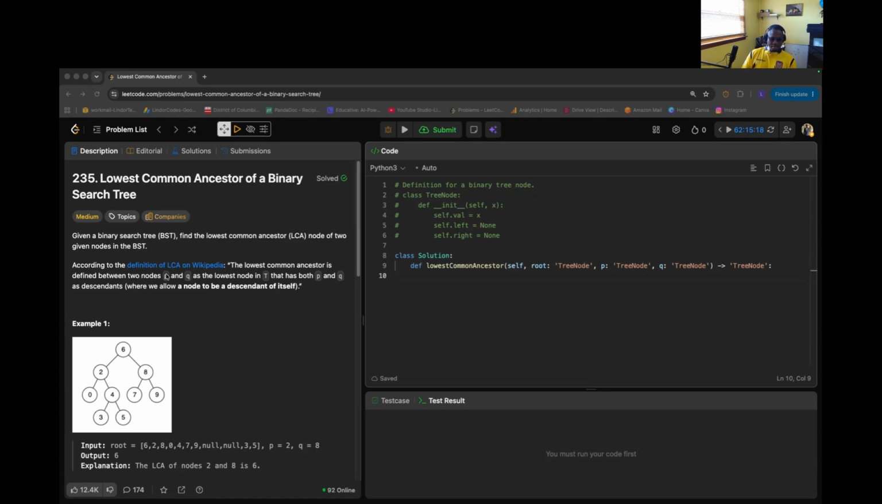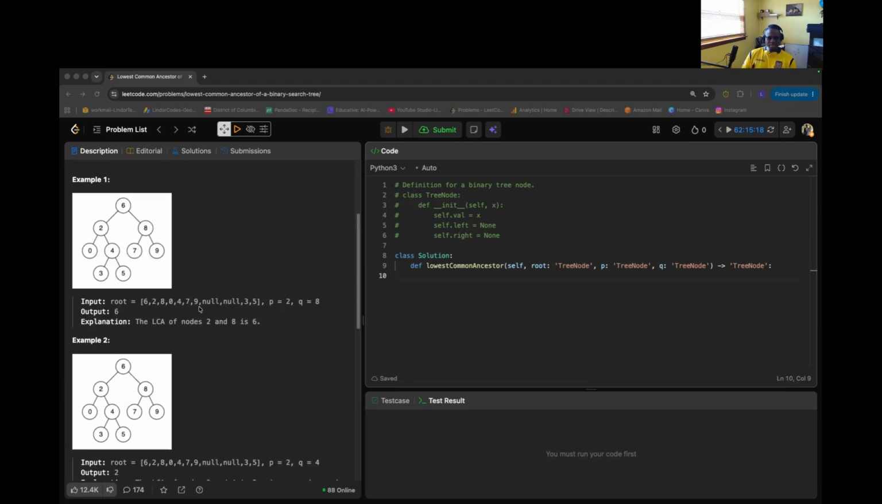According to the definition of LCA on Wikipedia, the lowest common ancestor is defined between two nodes P and Q as the lowest node in T that has both P and Q as descendants, where we allow a node to be a descendant of itself. So that's a little confusing.